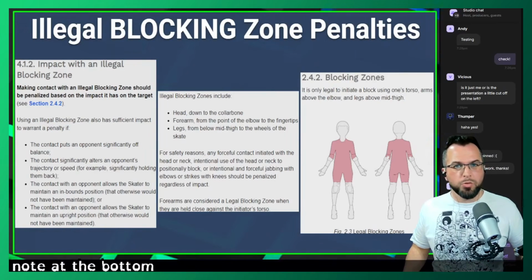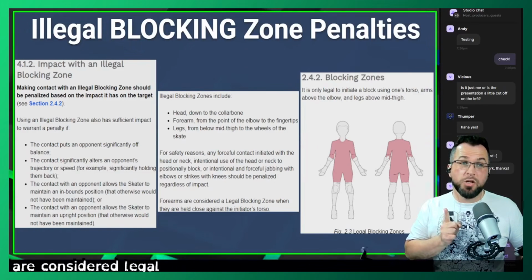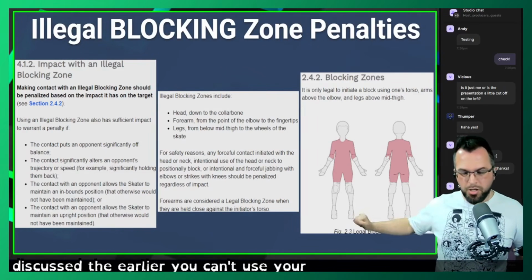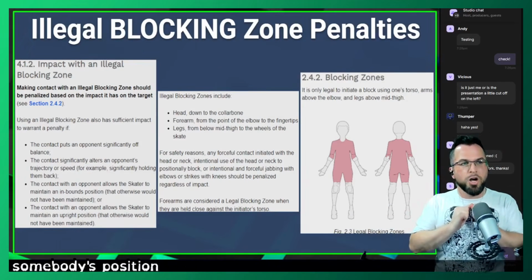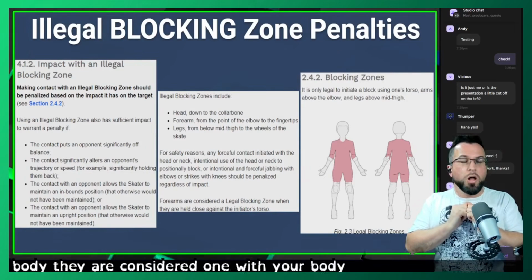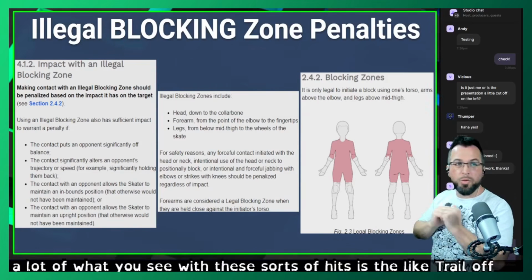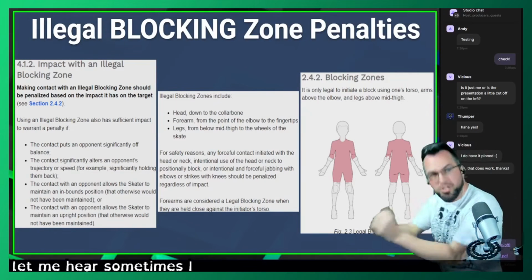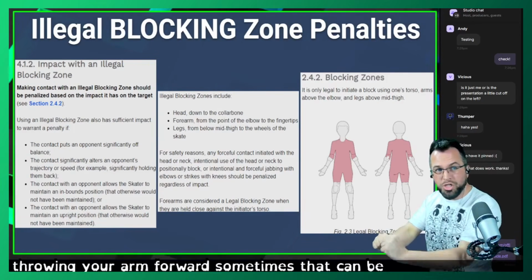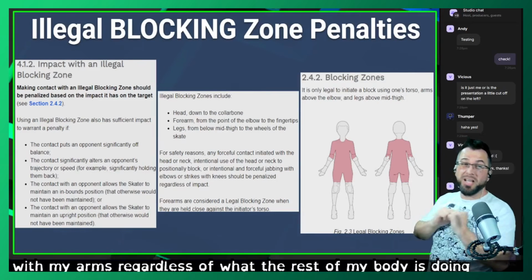Note at the bottom of the rule, forearms tucked against your body are considered legal, but that can change very quickly. So we discussed earlier, you can't use your forearm to change somebody's position, but if your forearms are tucked against your body, they are considered one with your body. A lot of what you see with these sorts of hits is the trail off from a hit. Sometimes that can just be the momentum of your body throwing your arm forward. Sometimes that can be I'm pushing you with my arms regardless of what the rest of my body is doing. A lot of the times it's both.